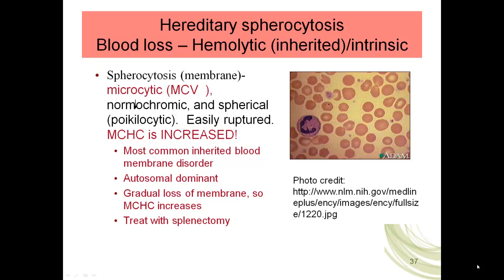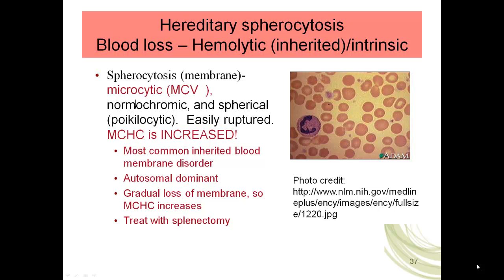For testing purposes, hereditary spherocytosis leads to normal MCH, decreased MCV, and increased MCHC. It is the most common inherited blood cell membrane disorder. And we can treat this with splenectomy. Remove one of the organs responsible for removing red blood cells. Here's why it works.